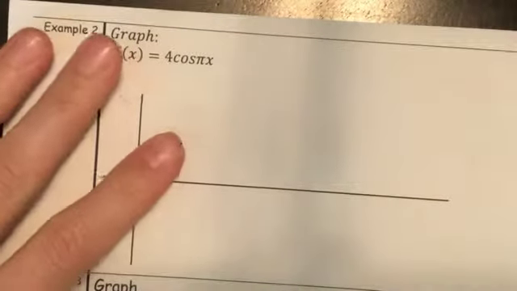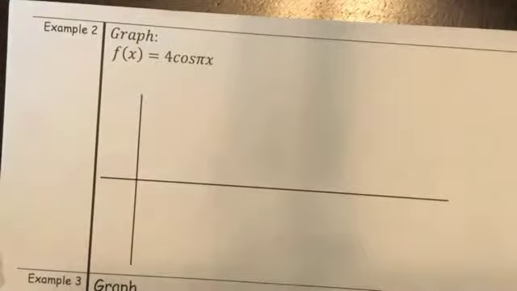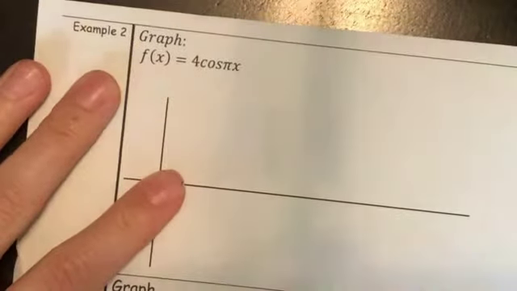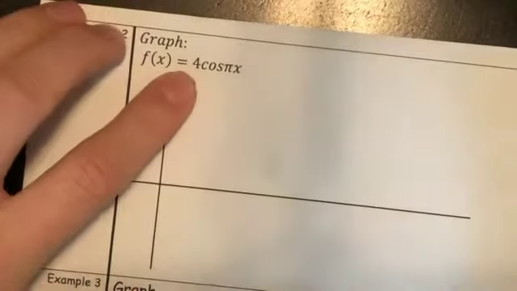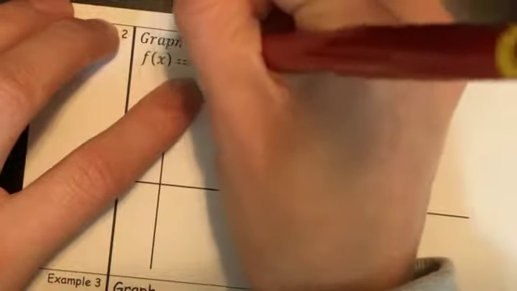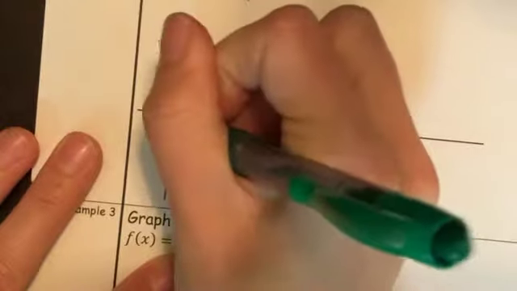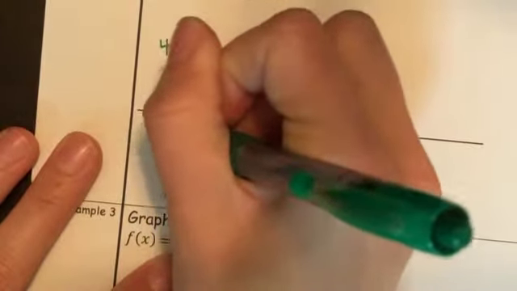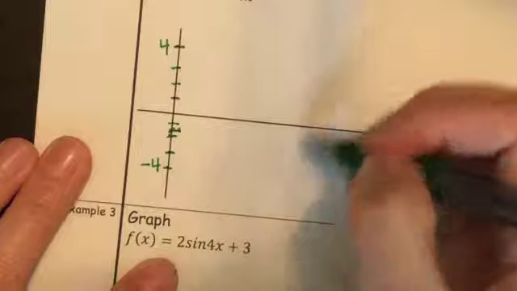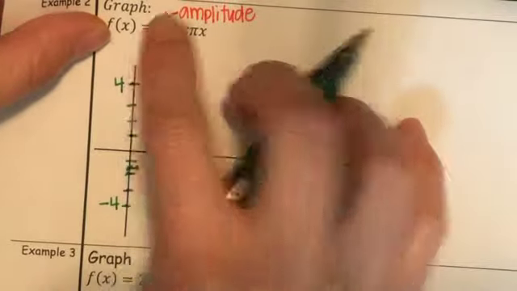So we have 4 cosine pi of x. So we have 2 steps. Every time we need to figure out amplitude and we need to figure out period. So we remember that this 4 right here is our amplitude. So I am going to go ahead and label my graph. The y value, it's going to go 1, 2, 3, and go up here to 4, and down to -4. So it's going to bounce back between 4 and -4. That's because of our amplitude being 4.